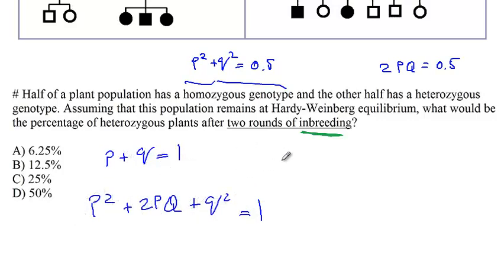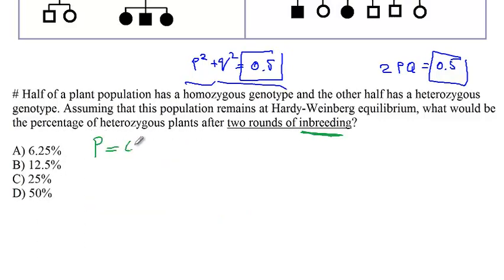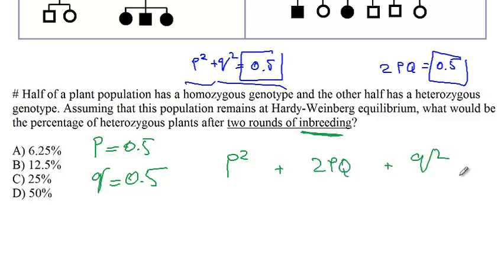Now, solving for this equation, we will see that the value for p and q is equal to 0.5, because 0.5 to the power 2 is equal to 0.25. And then 0.5 to the power 2 is 0.25. Their sum is equal to 0.5. On the other hand, 2 times 0.5 times 0.5 gives us the value 0.5. So if you solve for these equations, you find out that p is equal to 0.5, and then q is equal to 0.5. So now, if we have p² plus 2pq plus q², let's see what percentage of our population would be heterozygous. So we just discussed 25% homozygous dominant, 25% homozygous recessive, and then 50% is heterozygous.